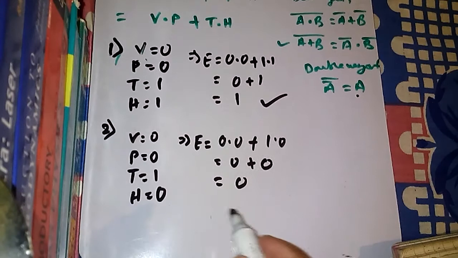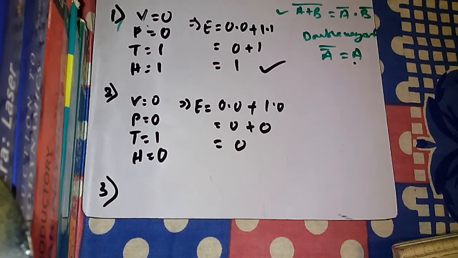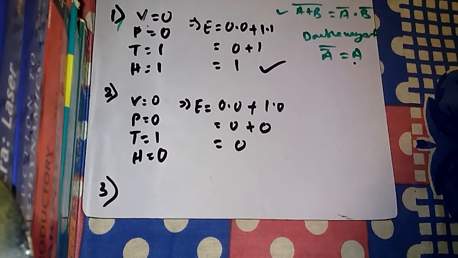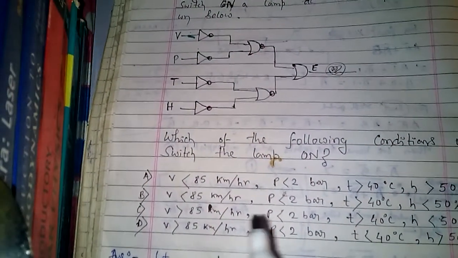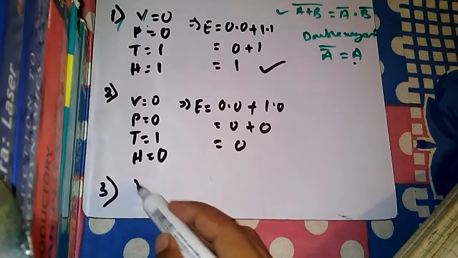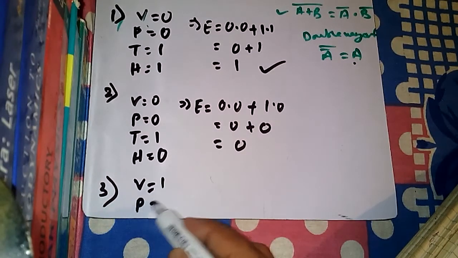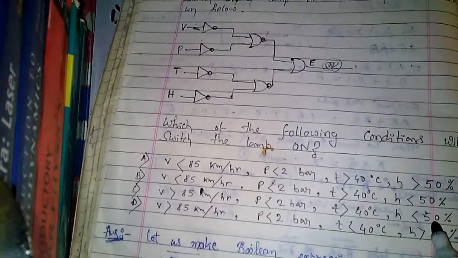Now for our checking, let us check, because we are not satisfied. The first option we have got as 1. If any other option comes to be 1, then it would be a confusion. So let us check a little more. The third option, V is greater than 85, that means V is 1. P is less than 2, that means P is 0. V is 1, P is 0, and T is greater than 40, that means T is 1, and H is less than 50.